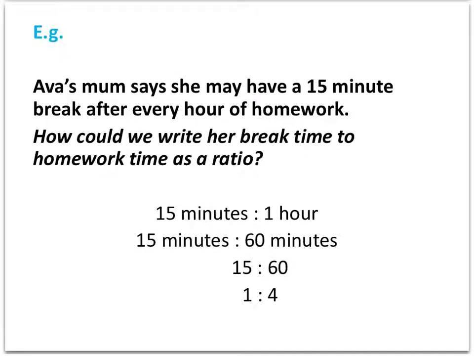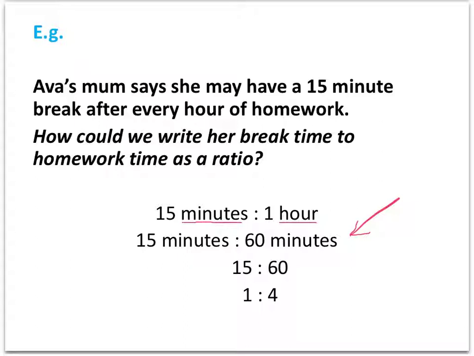So here's our first example. Ava's mum says that she may have a 15-minute break after every hour of homework that she completes. How could we write her break time to homework time as a ratio? Remember that our first step is to make sure that our ratio is in the same unit. So here we have minutes and hours. So our first step here is to change both units into minutes. So we've got 15 minutes for every 1 hour. Once we change that, that becomes 15 minutes for every 60 minutes.